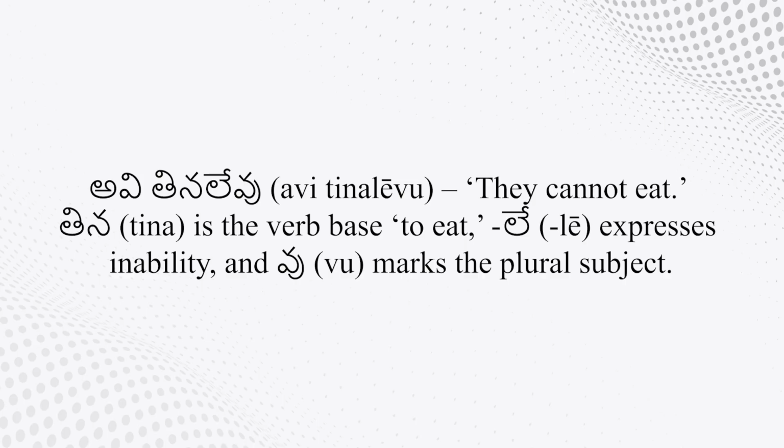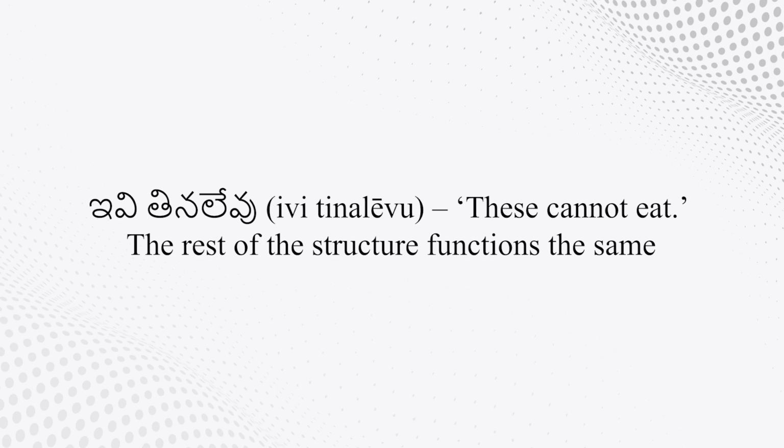In Telugu, the present negative abilitative form expresses the inability to perform an action at the present moment. For example, for non-human plural subjects, avi tinalevu, they cannot eat. Tina is the verb base to eat. Lay expresses inability and wu marks the plural subject. Ivi tinalevu, these cannot eat. The rest of the structure functions the same.